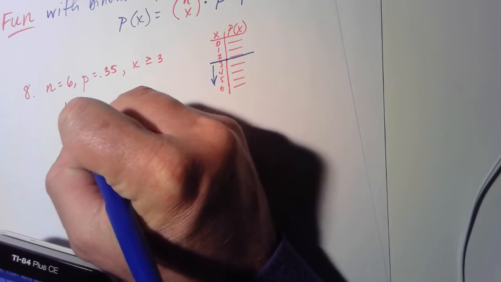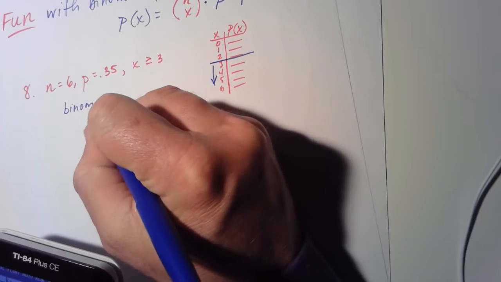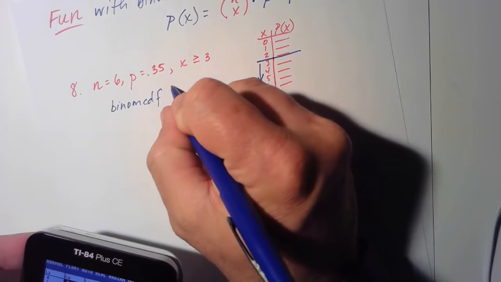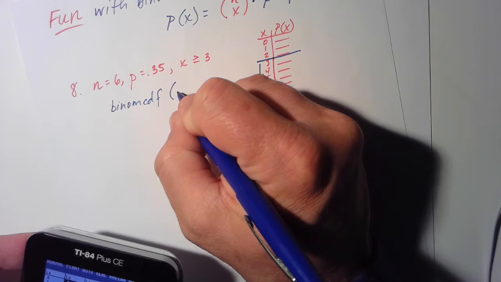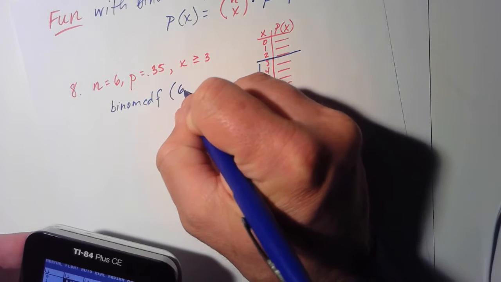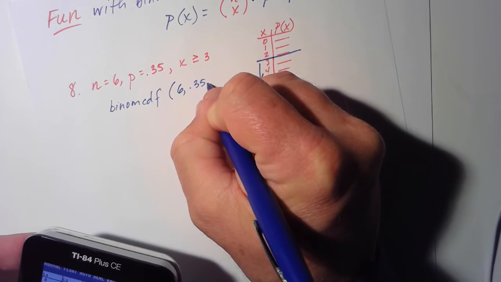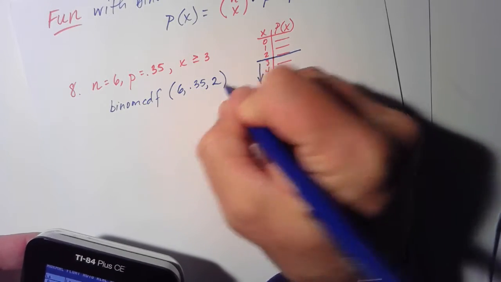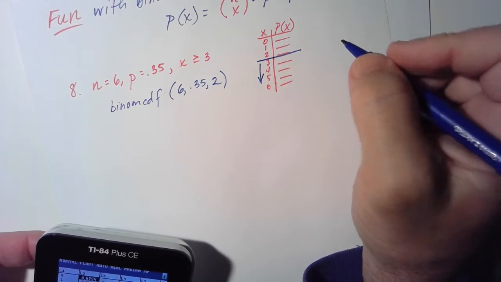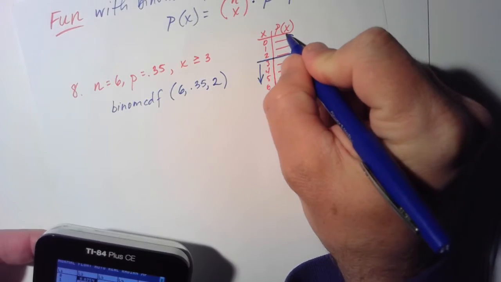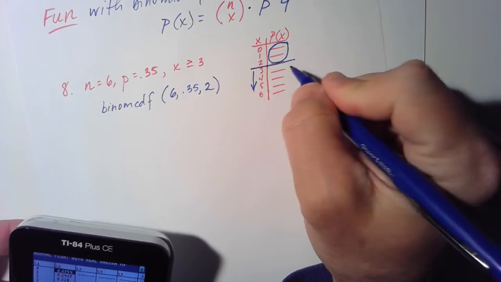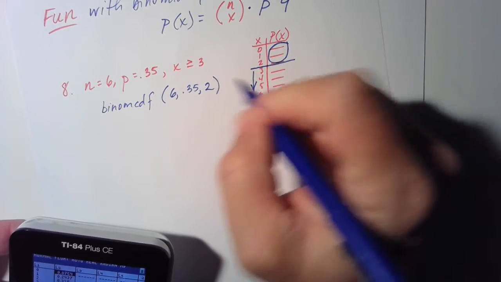We're going to use the binomial CDF, and when you do calculator work on the homework, it's good to do what I'm doing right here. We'll put in 6, we'll put in 35%, and then we're going to put in 2. Why would I do that? Because it's going to add up these probabilities right here, and then we're going to take the complement.